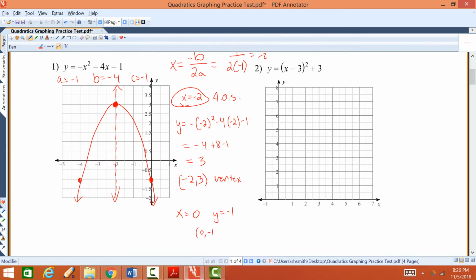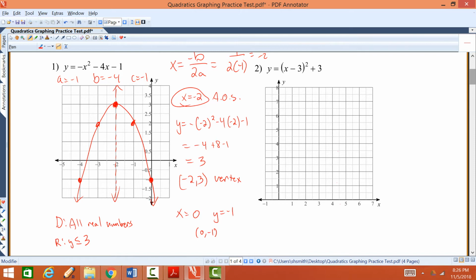So it should look something like this. You could also plug in negative 1. I believe these are also points. And you can use a table function on your calculator to get these points. Don't forget the domain is all real numbers, and the range will be y is less than or equal to 3, because the parabola is going down.